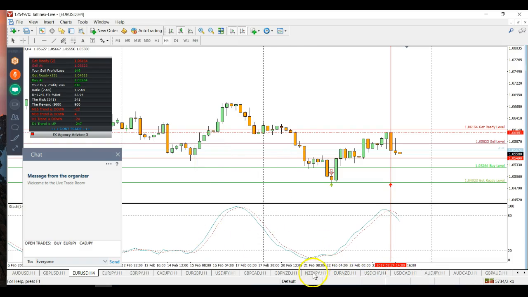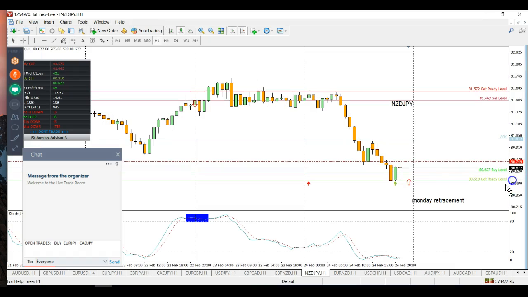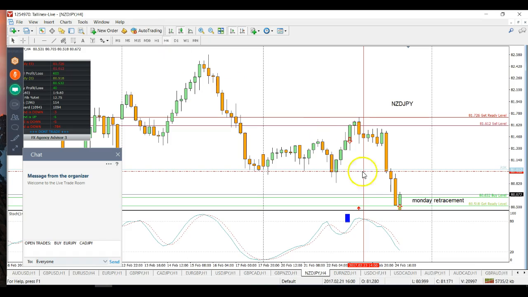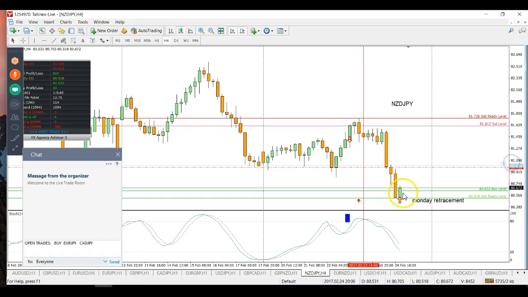Okay, so for the Monday retracement, we have a few decent trade setups. New Zealand yen, here's the sell-off. It extended its daily range, and this is Friday's support level. A nice inside bar on the 1 hour chart, and a nice inside bar on the 4 hour chart as well. So this looks like a really good retracement trade for New Zealand yen.